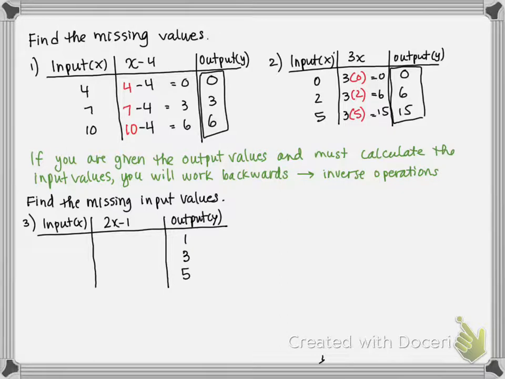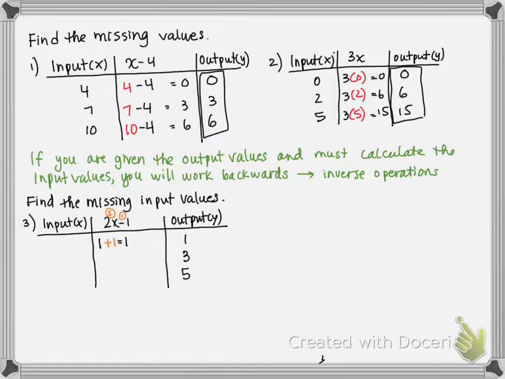Okay? So, here's what we need to do. First thing we're going to do is we're going to take our output. And we're going to do the operations we see in the opposite order they appear. So in other words, we're going to add 1, and then we're going to divide by 2. Okay, so that's the order. We're going to do inverse operations. So the inverse of subtracting 1 is adding 1. Okay, so that's going to give us an answer of 2.